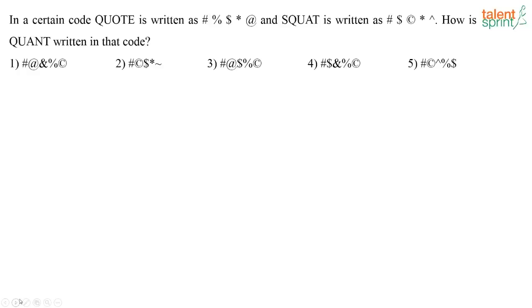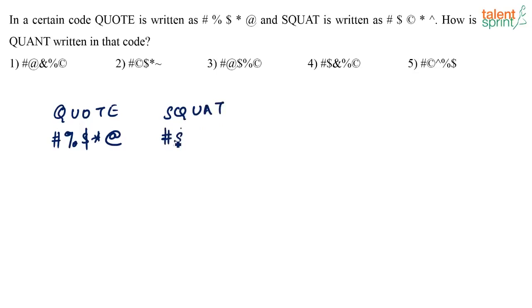First question: in a certain code, quote is written as follows, squat is written as follows. How is quant written in that code? So what's the answer for this one? Quote is written as hash percentage dollar star at the rate of. Squat is written as hash. I have to find out the code for quant.